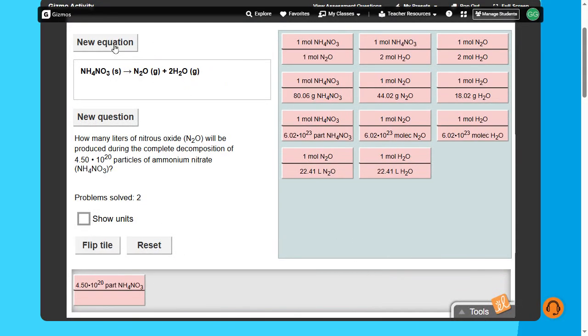You can request new equations as your assignment asks, or you can ask for a new question based on the same equation. There are several equations and several questions here in this gizmo. It's very good to show how the units cancel in the process of stoichiometry.